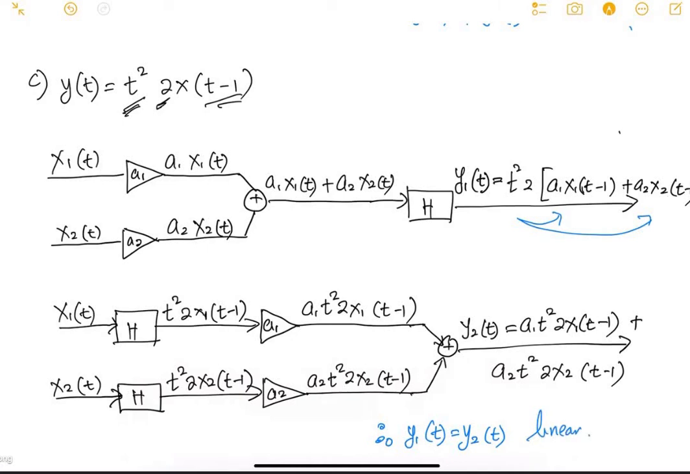That's all for the solution for exercise 2.2, question 1, parts A, B, and C. Thank you everyone. Hope you can understand.